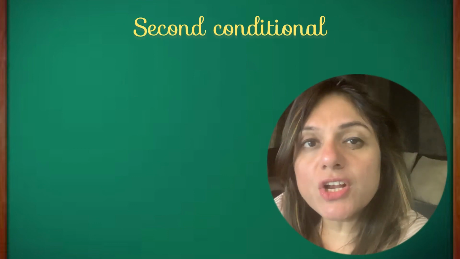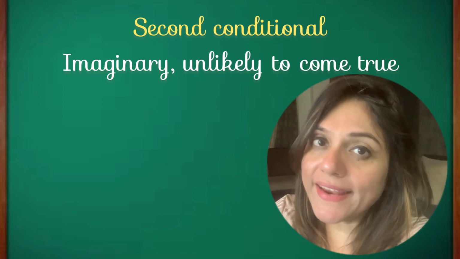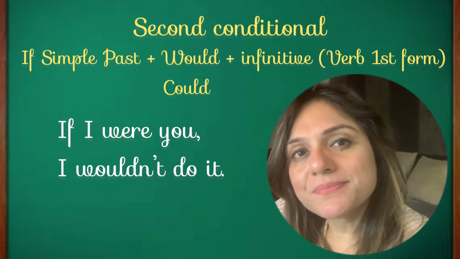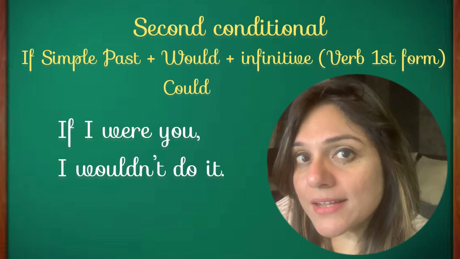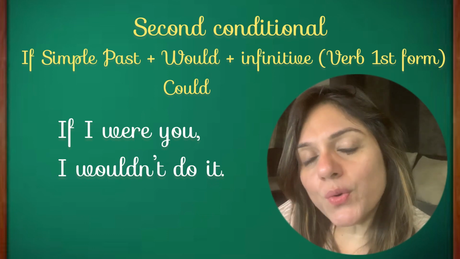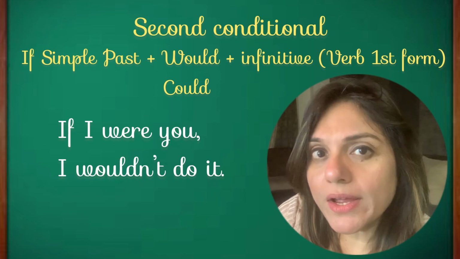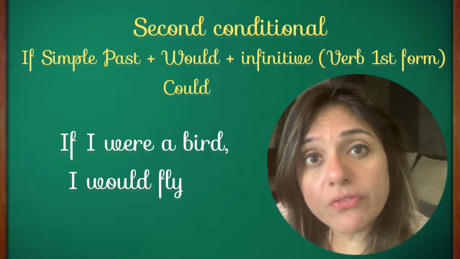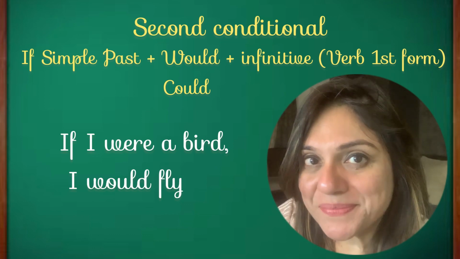Next is second conditional, also called imaginary conditional. There is no chance that it can happen ever. If I were you, I would not do this. Did you notice I said if I were you and not I was? Why so? Because this is the only place in English language where you can take the liberty of using were with any subject. It's correct if you say if he were, if she were, because this is imaginary.